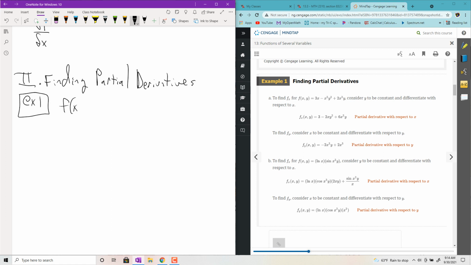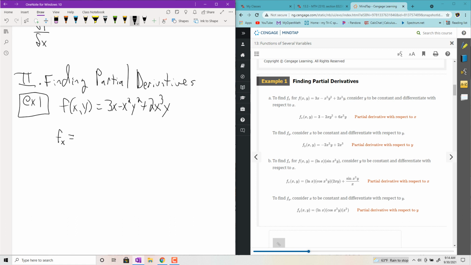The function given is 3x minus x squared y squared plus 2x cubed y. And we want to find the partial derivative with respect to x and the partial derivative with respect to y. If you don't mind, I'm not going to write the x, y every time. It just gets a bit annoying.